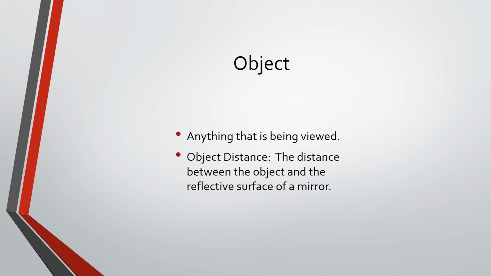Now the object distance is the distance between the object and the reflective surface of a mirror. In the case of most normal mirrors, you have a piece of glass with a silver lining at the back. The reflective surface is the silver on the back of the glass, not the surface of the glass.